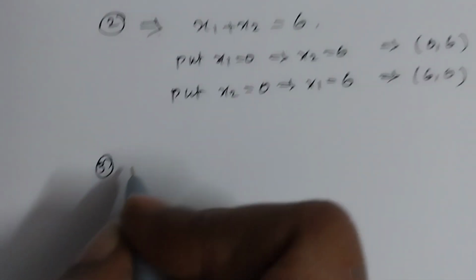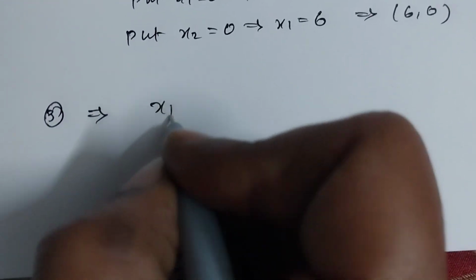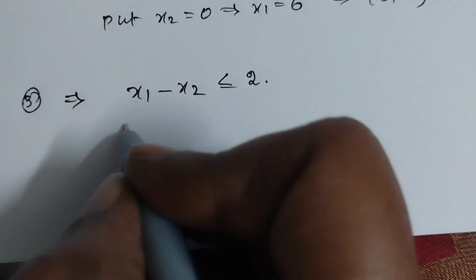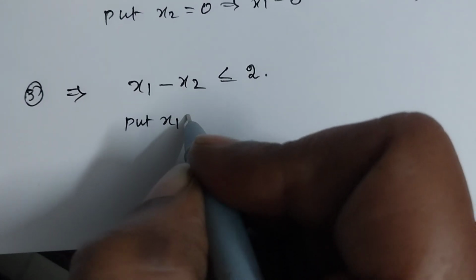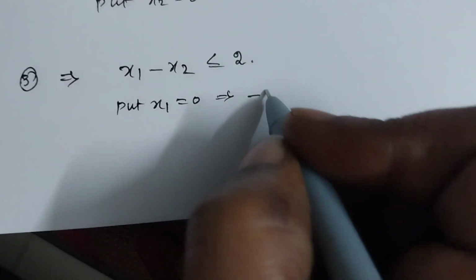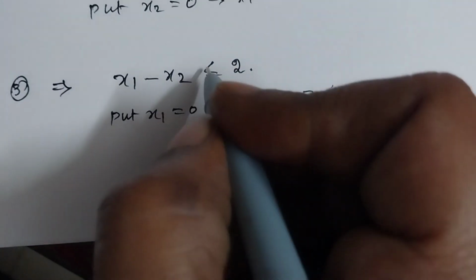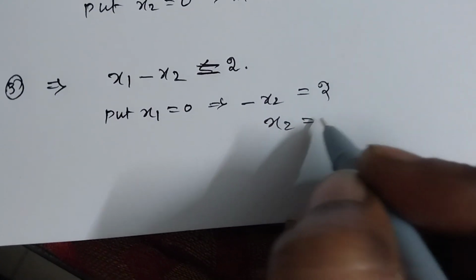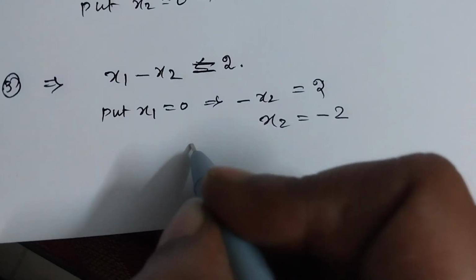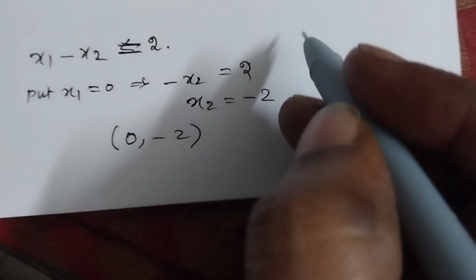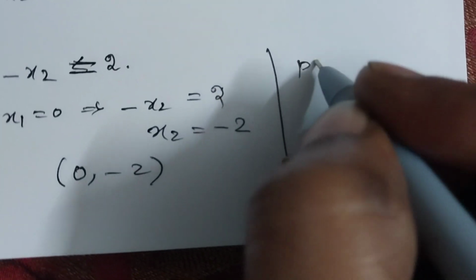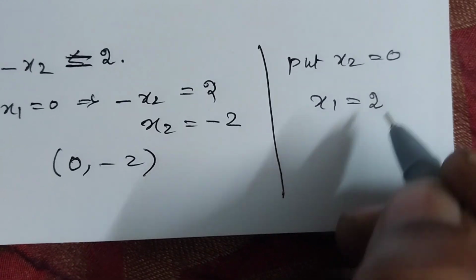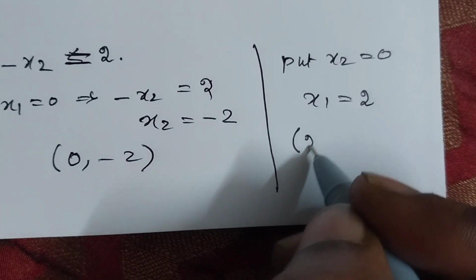Do the same thing for the third equation. The third equation is x1 - x2 ≤ 2. Taking equality here, if you put x1 equal to 0, this implies -x2 = 2, that is x2 = -2. So the point is (0, -2). And put x2 equal to 0, this implies x1 = 2. So therefore the point is (2, 0).